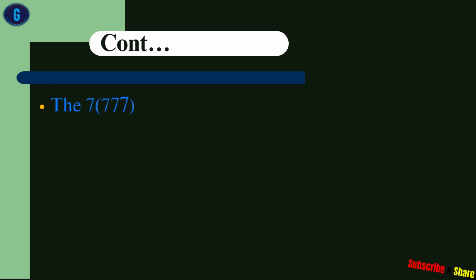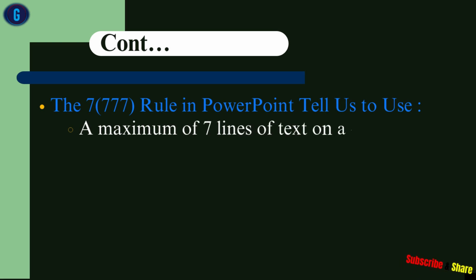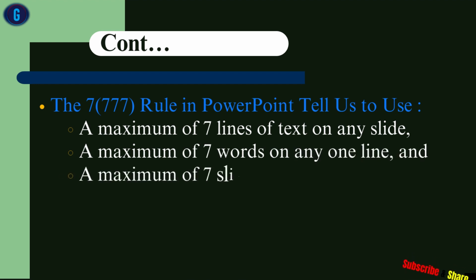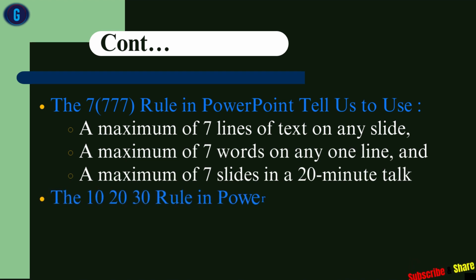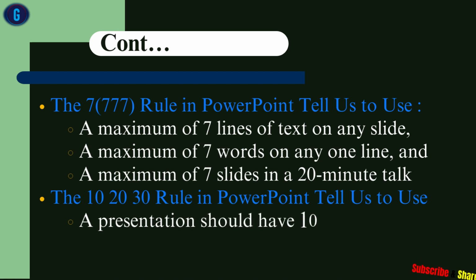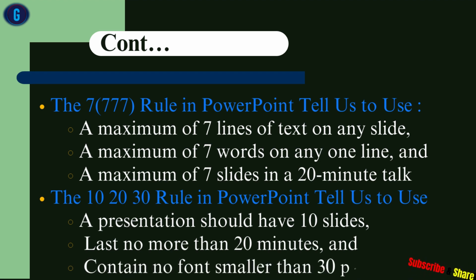The 7-7-7 rule in PowerPoint tells us to use a maximum of 7 lines of text on any slide, a maximum of 7 words on any one line, and a maximum of 7 slides in a 20 minute talk. The 10-20-30 rule in PowerPoint tells us a presentation should have 10 slides, last no more than 20 minutes, and contain no font smaller than 30 points.